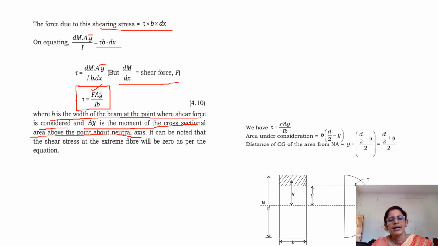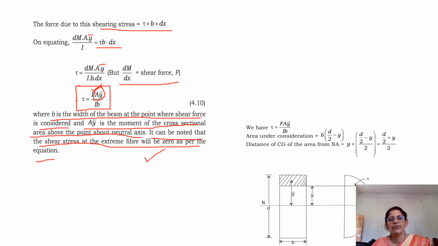So what you can infer from this is that the shear stress at the extreme fiber will be 0 as per the equation. How can you say that? Because we have said that AY bar is the moment of the area about the neutral axis, about the level under consideration. If you talk about the extreme fiber, there is no area above that. So the area above that is 0. So naturally at the extreme fibers, the shear stress will be 0. This you have to understand very clearly. So your fundamental equation for shear stress is F AY bar by I B.